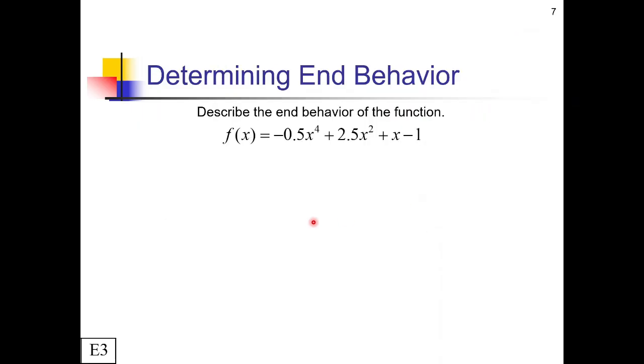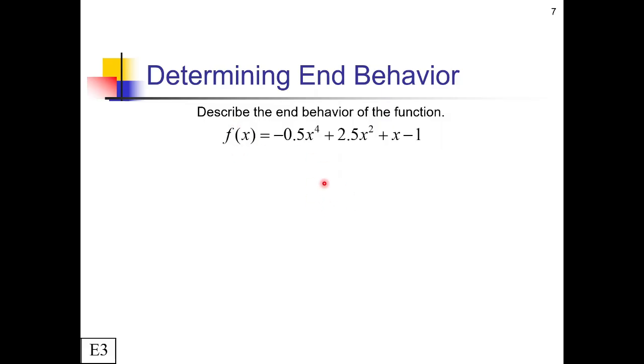So now that we've played around a little bit with end behavior, pause the video and see if you can figure out the end behavior of this function. Specifically, as x approaches negative and then positive infinity, what is happening to f of x? What is happening to the y values?